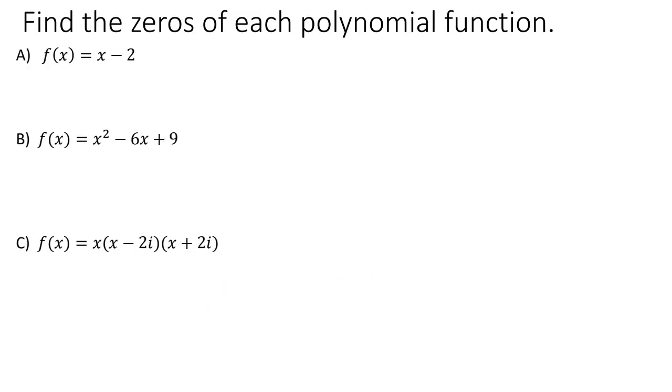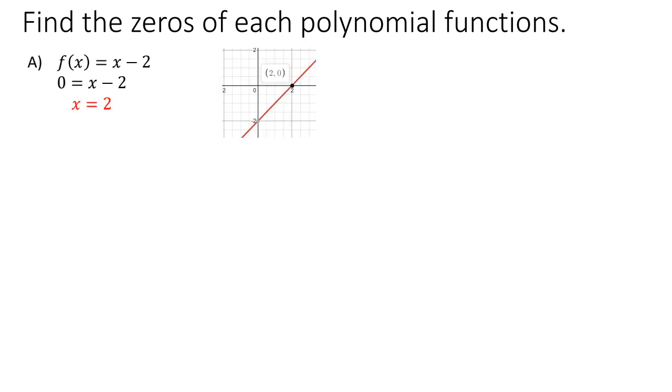All right, so now let's find the zeros for each of these polynomials. The first one is pretty easy, we have a linear function. If we want to find the zeros, we set the function equal to 0 and then solve for x, and we see that at x equals 2, this line is going to cross the x-axis at (2, 0). So when y was 0, x is 2.